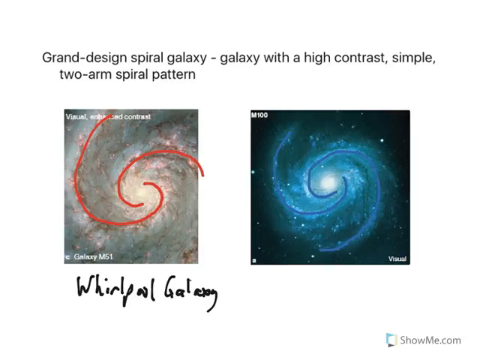It looks very familiar with galaxy M51 or the whirlpool galaxy. In between the blue spiral arms, we see mostly black space in between. Hence, we have two distinct spiral arms. Now, how is this grand design galaxy different from a flocculent spiral galaxy?